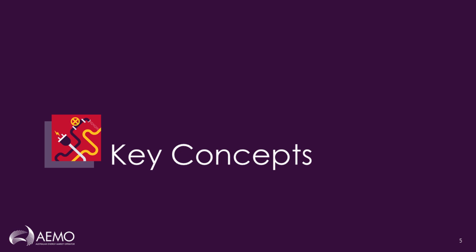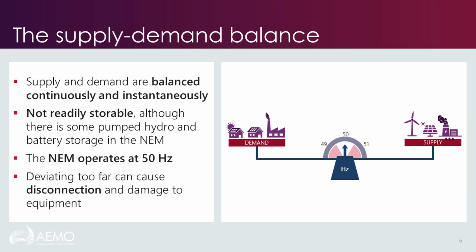Thanks, Eloise. Okay, so let's get started. The power system is a huge and complex machine. One of the sources of this complexity is that the supply and demand for electricity must be balanced continuously and instantaneously. This is really important in any power system, as electricity is not a readily storable commodity, although we do have some limited pumped hydro and battery storage facilities in Australia.